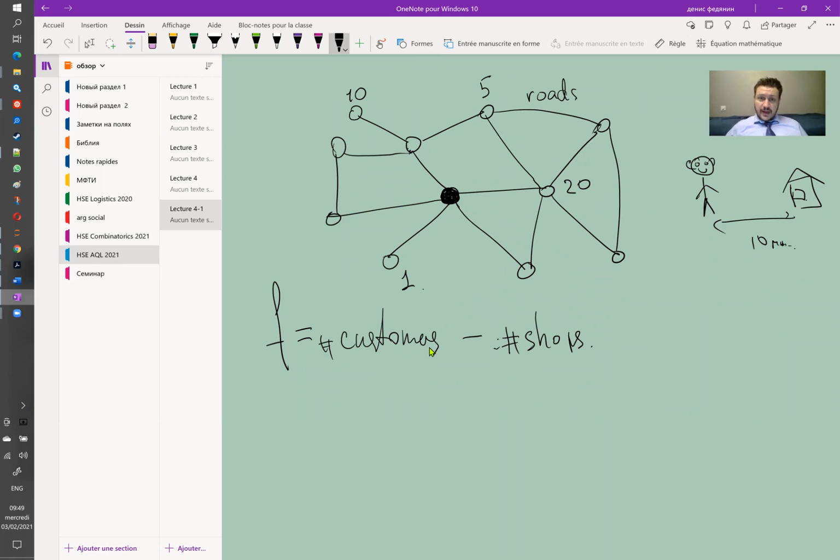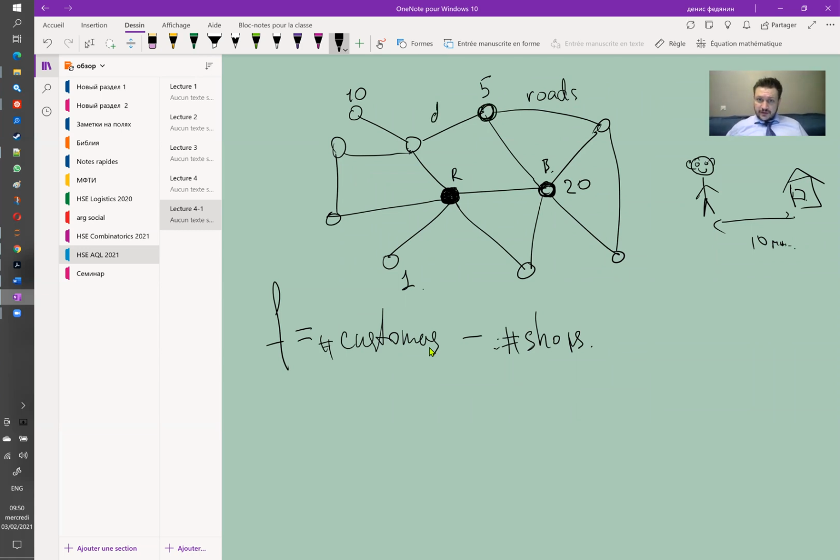So let's imagine that we have several sellers. We can start from the very simple case. The first one has to choose the place for his shop, and the second one, for example, this one red and this one blue. They have to find spots for their shops, and customers.